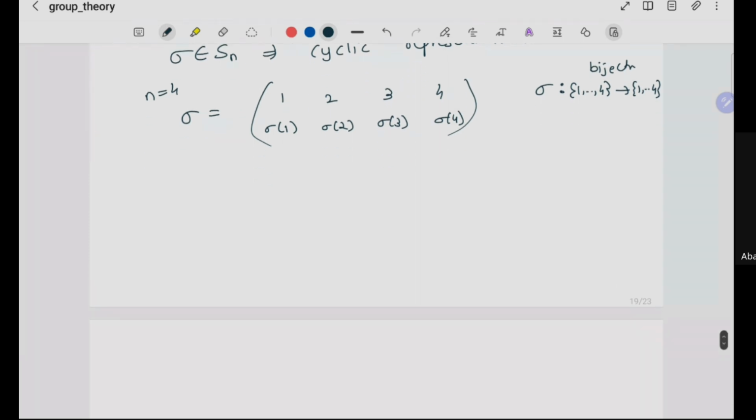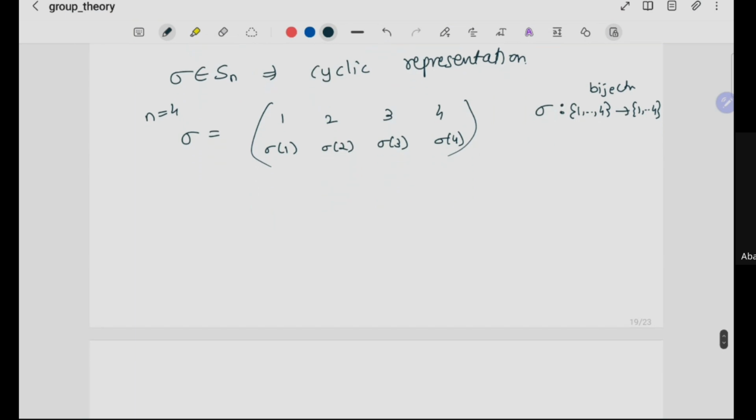So this sigma, we can write it in cycle form. For example, if I take a particular sigma to be 1, 2, 3, 4, and let me write it as 1, 3, 4, 2. Then I can write it as a cycle where 1 is going to 1. Okay. And then 2, 3, 4.